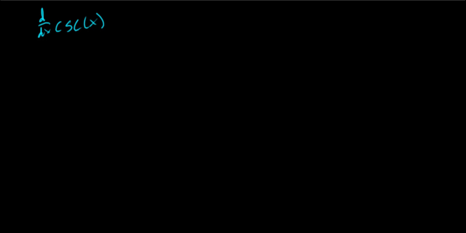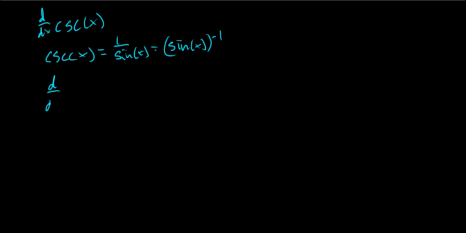Now, how do we do this, right? All we know are the derivatives of sine and cosine at this point, right? But it turns out that's all we need to know, right? Because cosecant of x, we know, is the exact same thing as 1 over the sine of x, which is the same thing as saying sine of x to the negative 1 power.